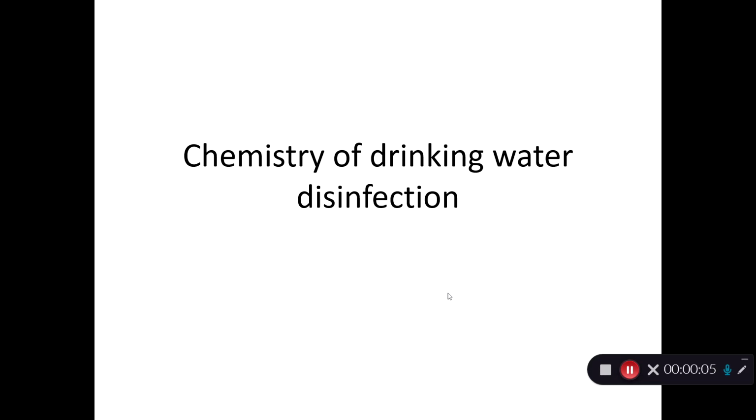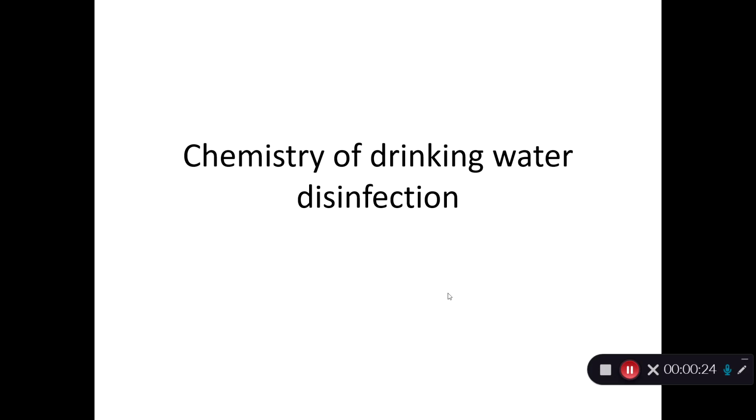Today I'm going to give you just a short introduction to the chemistry of drinking water disinfection. This is not a topic that's in our textbook, but it's something that I think you really ought to know as environmental people, period. You ought to know a little bit about how drinking water disinfection works.